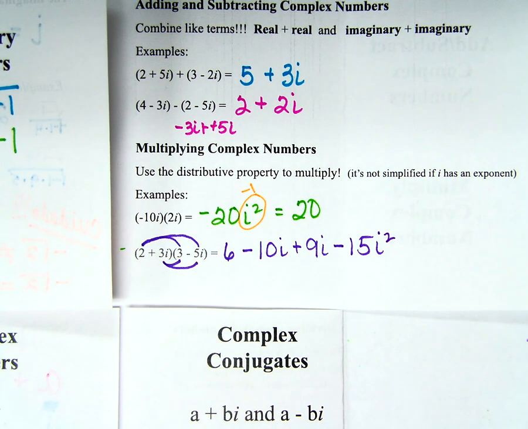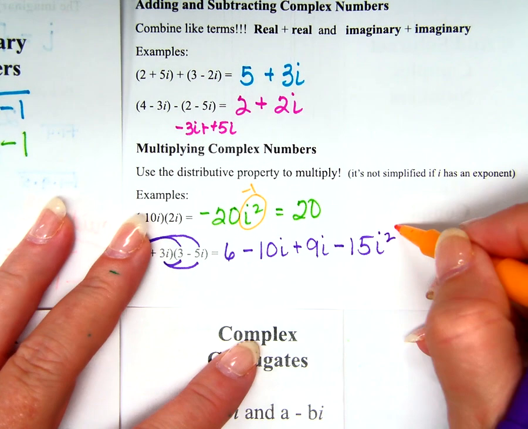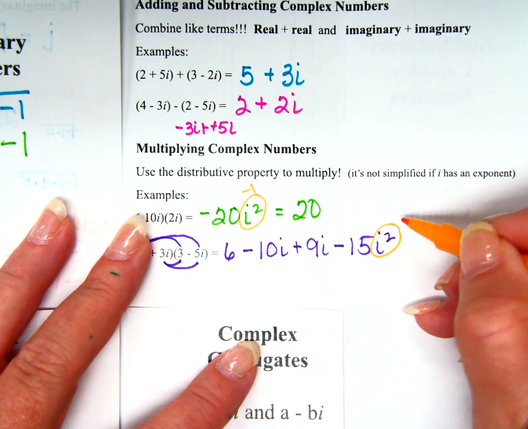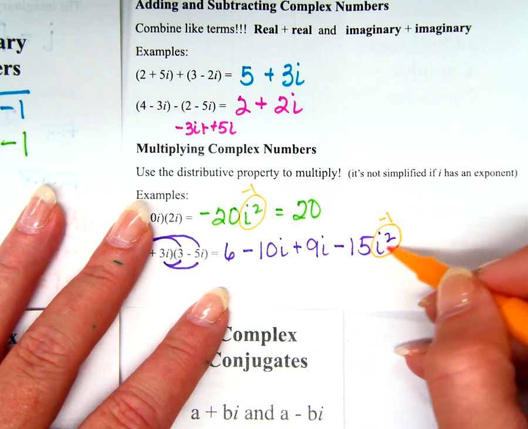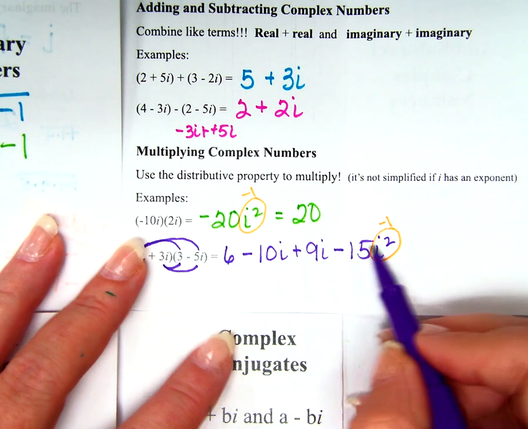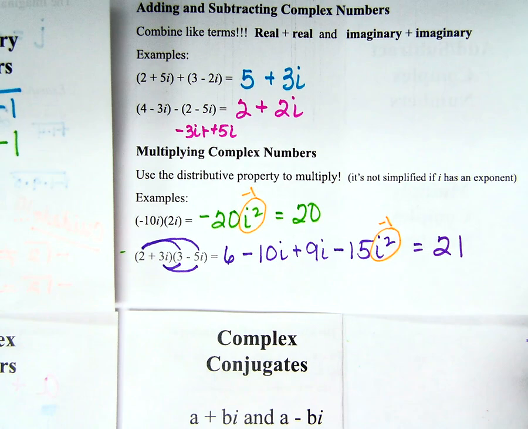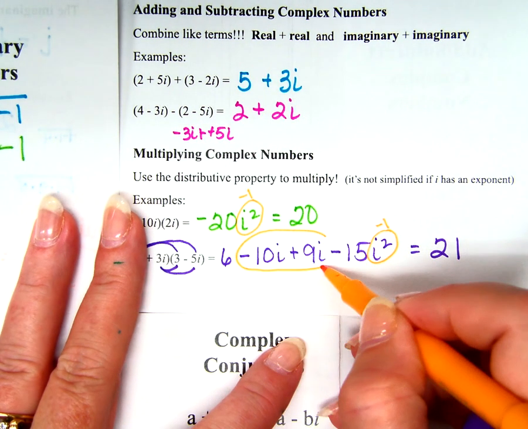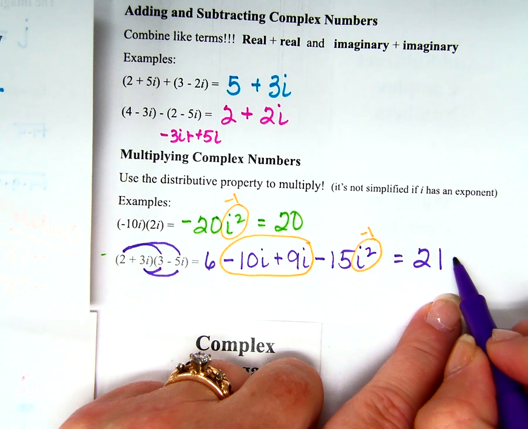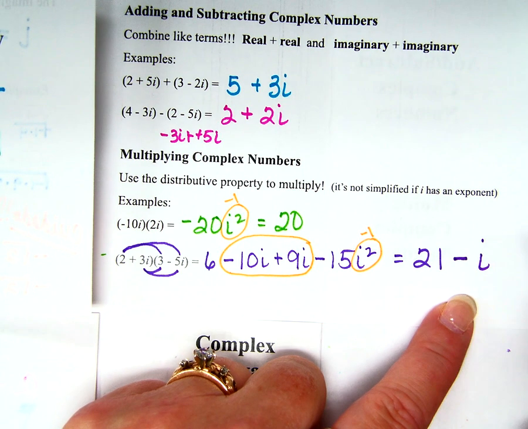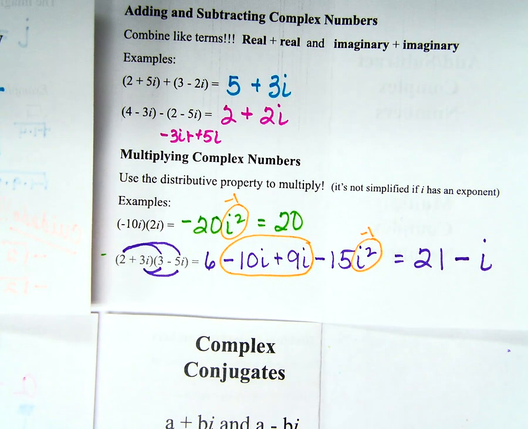What do you see? Simplify what? Okay, so this is actually negative 1, right? So this number right here becomes what? Positive 15. So what's 6 and 15? 21. Anything else we can do? Oh, or add our imaginary parts. Okay, what's negative 10i plus 9i? Minus I. Do we need to put minus 1i? Can I if I want? Yes. That's the same as variables, right?